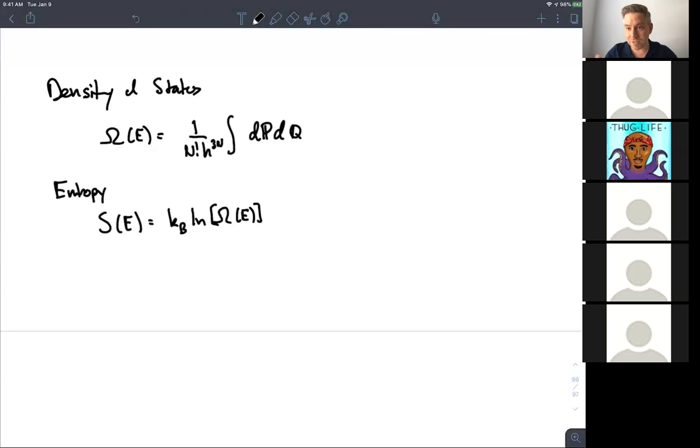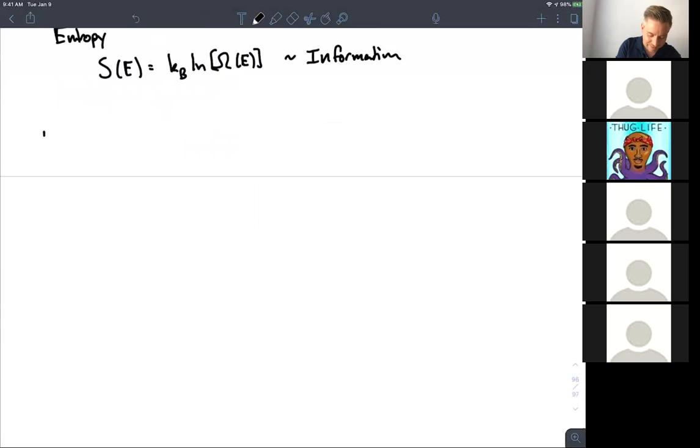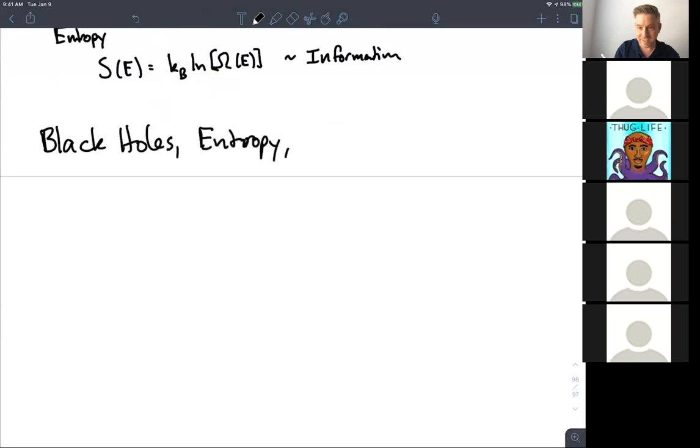All right, so now what we're going to do today is to work through a cool example that illustrates how you can think of the entropy as something related to the amount of information that is being carried by or that is being stored in whatever system it is that you're talking about. All right, and so the example we're going to work through is black holes. So black holes, entropy, and along the way, we'll also learn a little bit about thermodynamics of black holes.